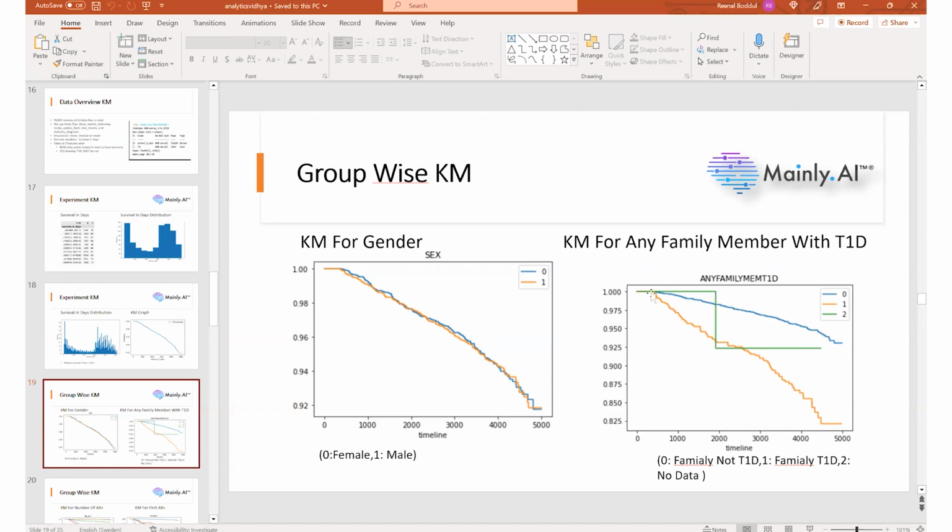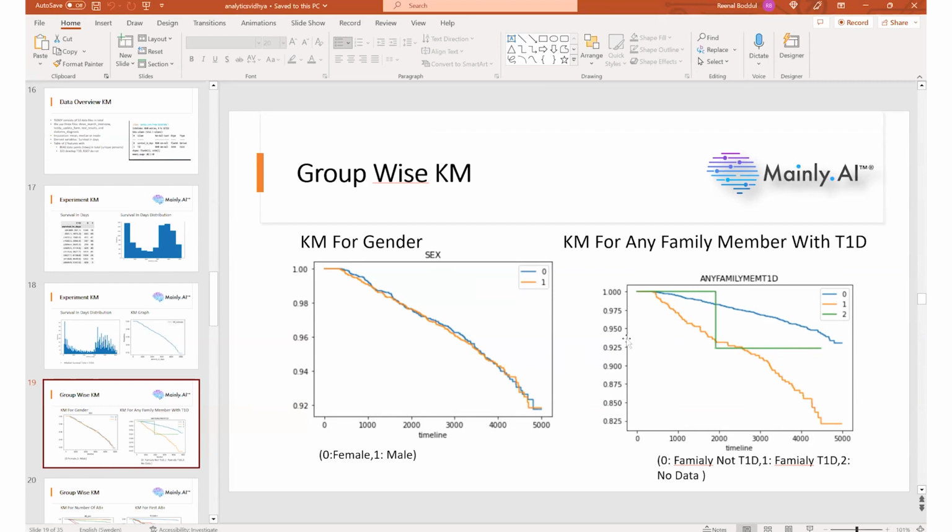But from this graph, there is an interesting observation. We have one group where the value is zero, the family with no T1D, and one group which is the family with T1D. The green group is the family for which we don't have any data. Definitely, the yellow line, which is group one, the family with T1D, shows that if a person has a family history of T1D, the survival probability is less than for a family without T1D. We can see the survival probability drops drastically, from 100% to 92%.